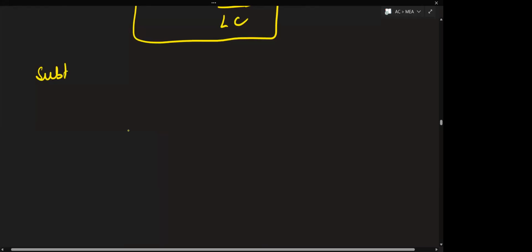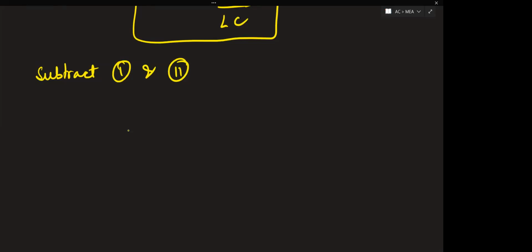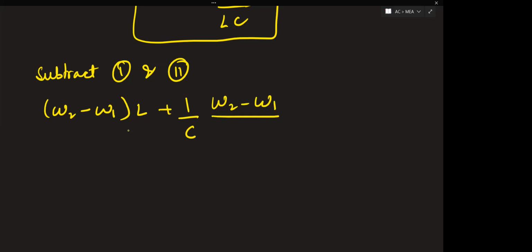Now, if you subtract 1 and 2, see what you will obtain. If you subtract, same thing. Let me not even write it. Omega 2 minus omega 1 will now be taken common from L. And instead of minus 1 by C, I'll be having plus 1 by C. Wherever you had a minus sign, that will become plus and plus will become minus. So this will become omega 2 minus omega 1 by omega 1 into omega 2.